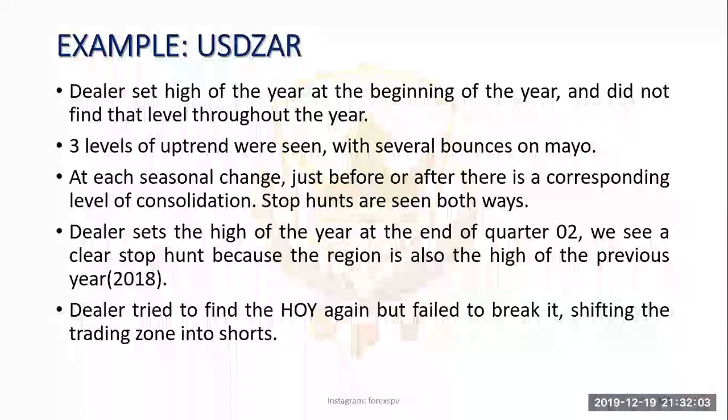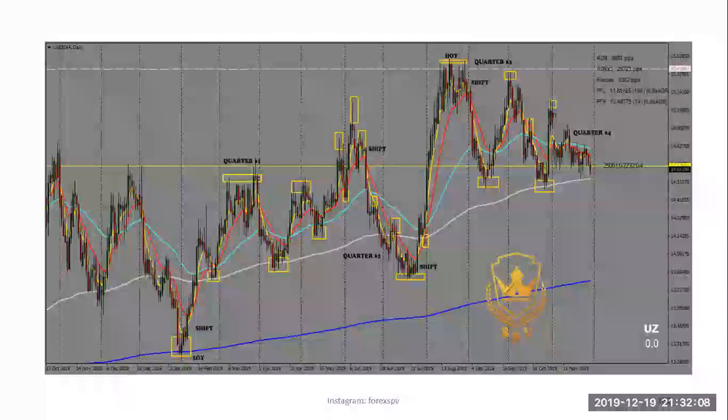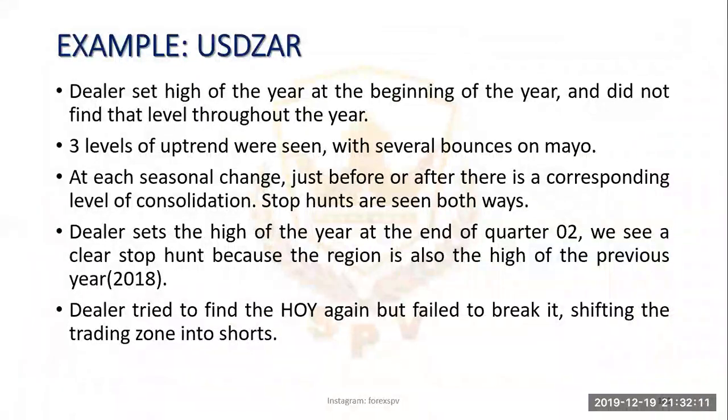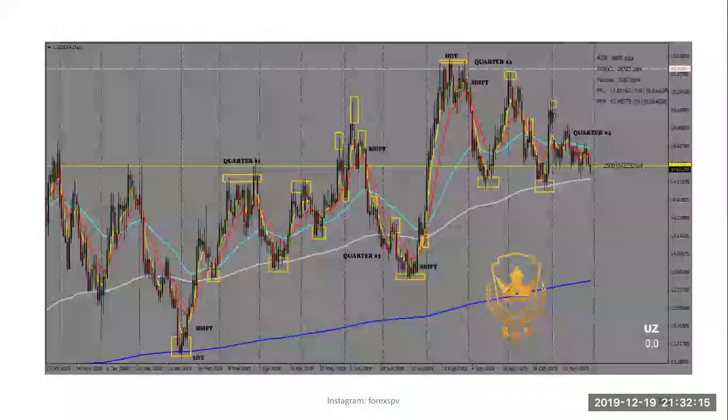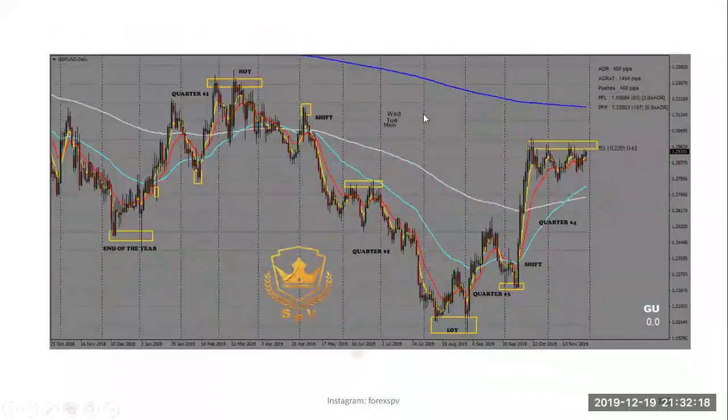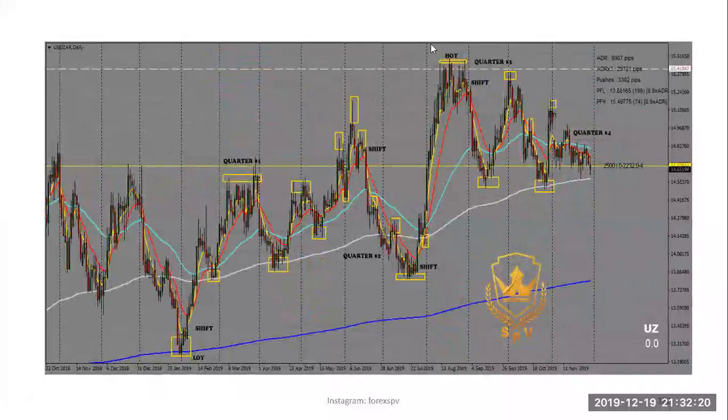You can see here, this is an example of how I did my analysis on USDZAR. See, the dealers did set the high of the year. This was the low of the year. This was USDZAR. Year beginning was January, this one. This was the low of the year. So the dealer set the low of the year, and until today, USDZAR is around this point here. So he did not find this low of the year.